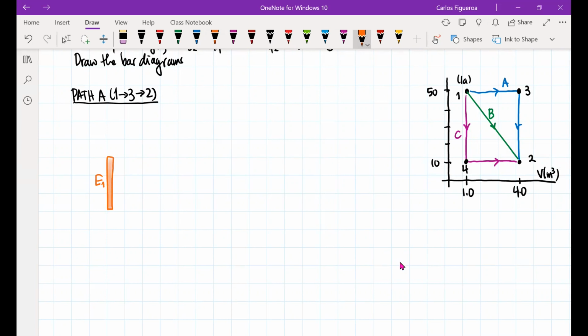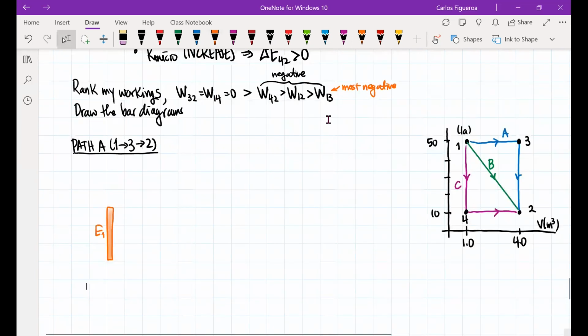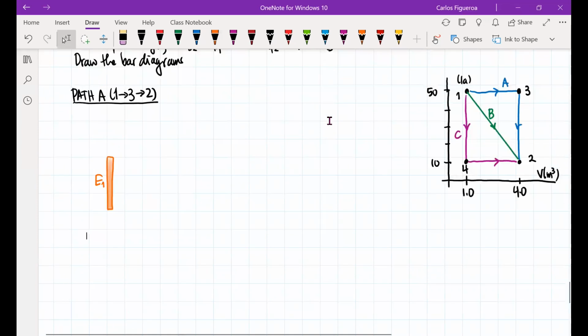So now here I go. Look what happens. As I go from 1 to 3, I have the most negative work, and that's what the rankings are telling me right there. So I'm going to say that my negative work here is going to look something like this. It's going to go down, let's say 3 squares. So this will be the work from 1 to 3, and that has to be the largest.